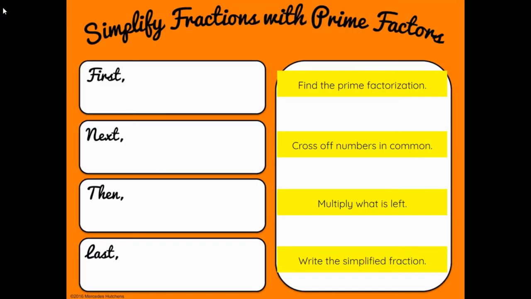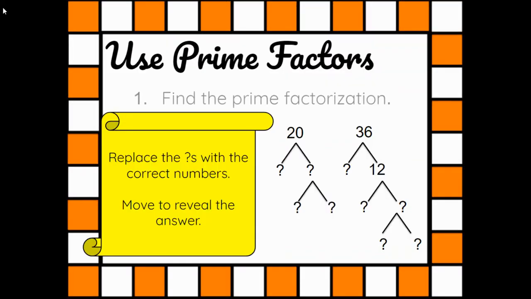So again, taking a look at that list. All right, so let's do it here. First, we're going to find the prime factorization of 20 and 36, replacing those question marks with the correct numbers. So let's go ahead and reveal.